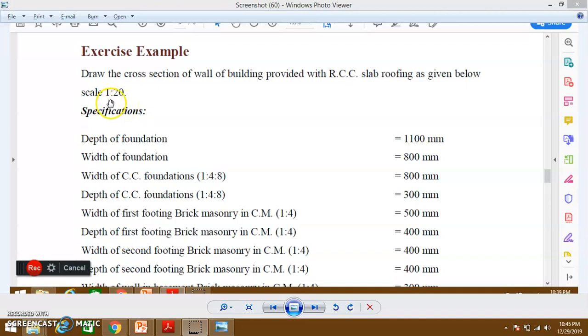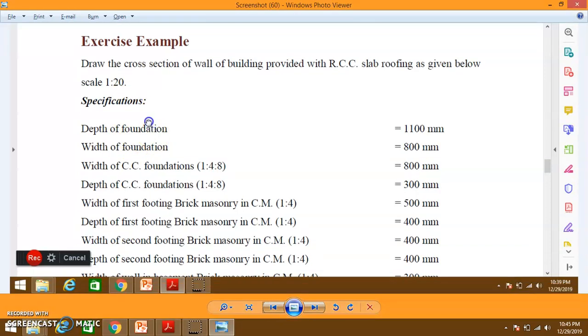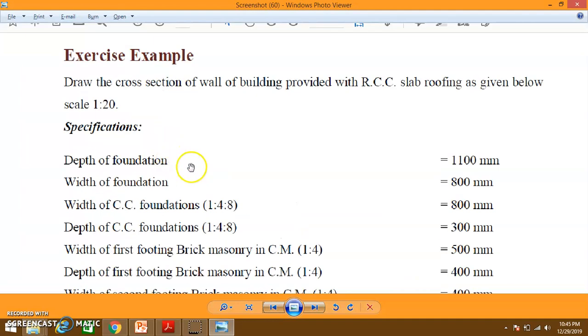The 1 is to 20 scale is used to convert dimensions and specifications onto drawing sheets. The foundation specifications are: depth of foundation is 1100 mm, width of foundation 800 mm. Width of CC foundation, 1 is to 4 is to 8 cement concrete. Depth of cement concrete foundation, 1 is to 4 is to 8, is 300.